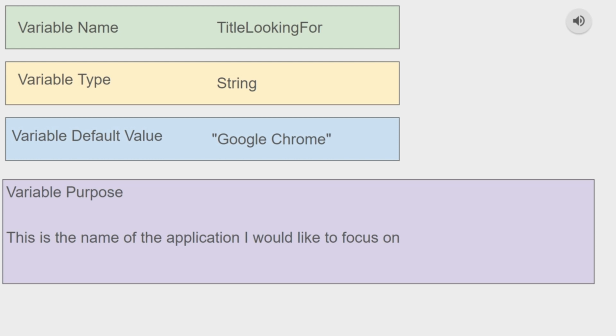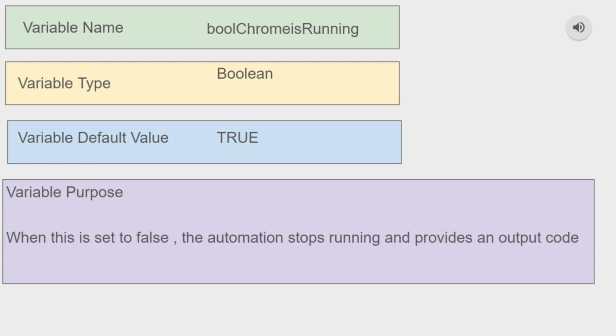Variable name: title looking for. Variable type: string. Variable default value: Google Chrome. Variable purpose: this is the name of the application I would like to focus on. Variable name: Google Chrome is running. Variable type: boolean. Variable default value: true. Variable purpose: when this is set to false, the automation stops running and provides an output code.